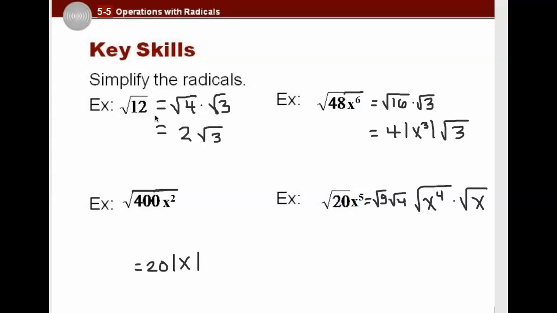So the square root of 5 doesn't simplify. The square root of 4 becomes 2. The square root of x to the 4th becomes x squared because you take 4 and divide it by 2. But then the primes, which are 5 and x, are going to stay inside the radical, because you cannot simplify the square root of x and you cannot simplify the square root of 5. So 20 becomes 2x squared square root 5x.